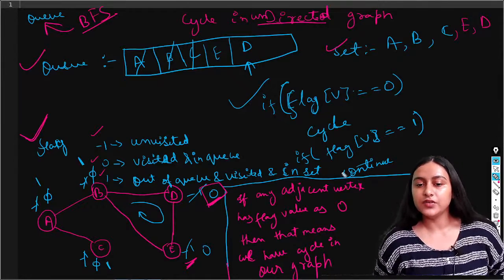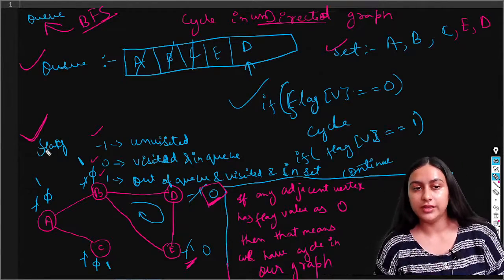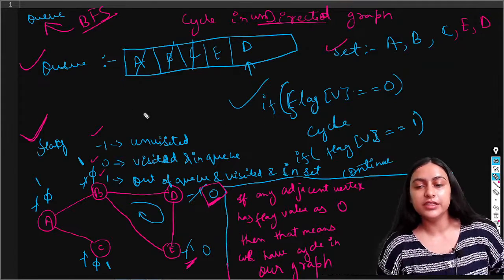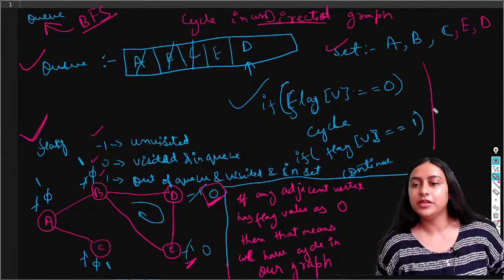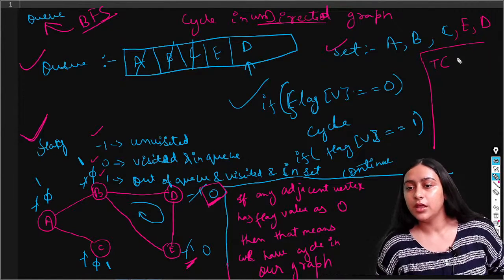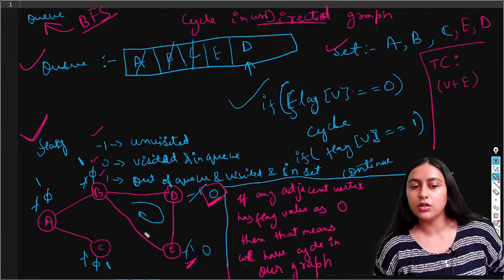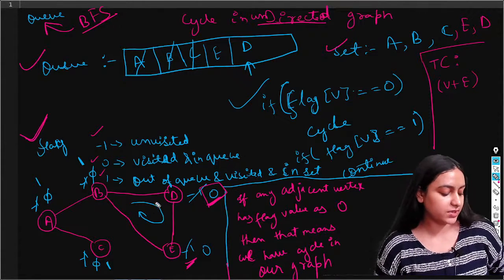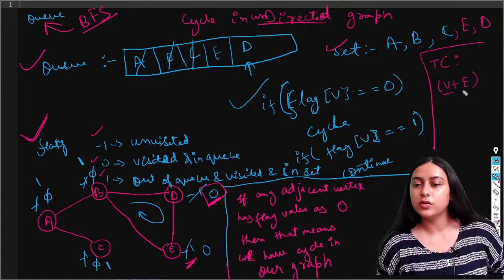Okay guys, quickly tell me if you have any doubt. Can anyone tell me the time complexity of this? The time complexity will be V plus E, because we are going to see all the vertices once and all the edges once. So the time complexity is V plus E.